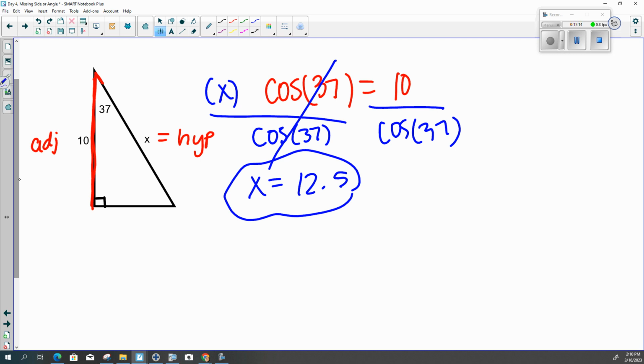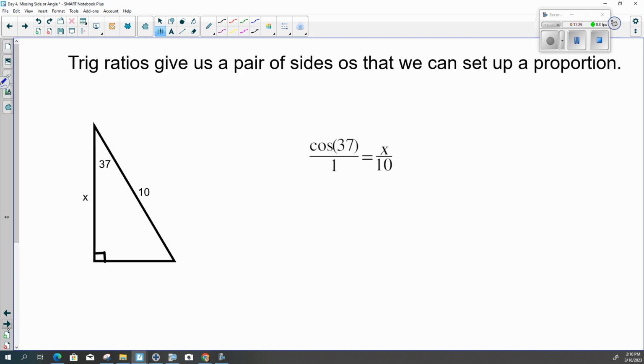All right, are there any questions with how to set up with the picture, how to know to use sine, cosine, and tangent? That seems to be the biggest question with my fourth period class. How do you know which one to use? So just label. When you get a new picture, label them. This is my hypotenuse. This is touching the 37, so it's adjacent. I use cosine.